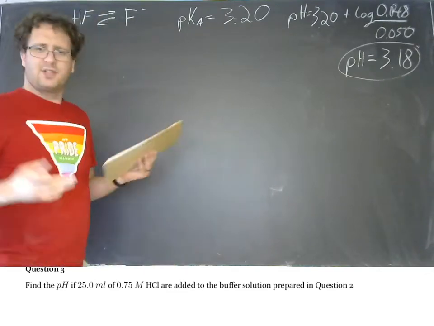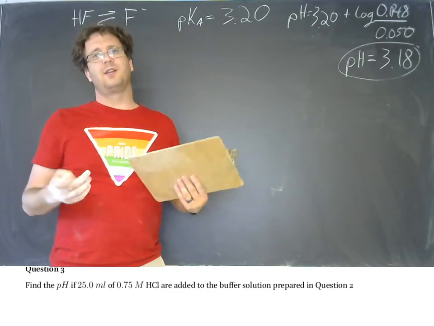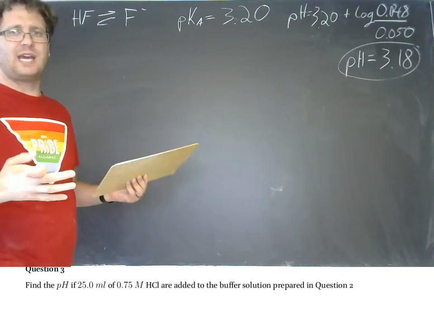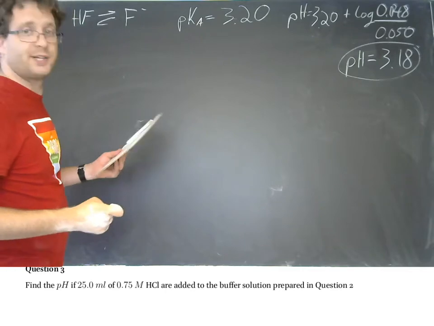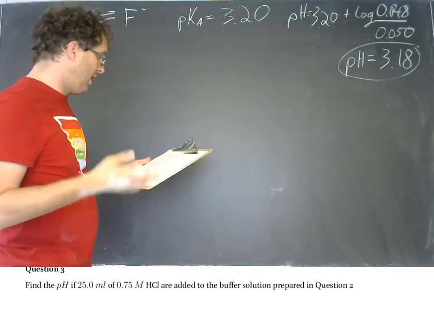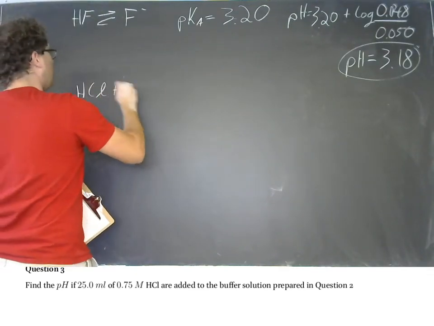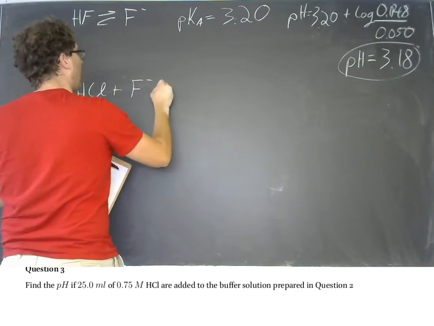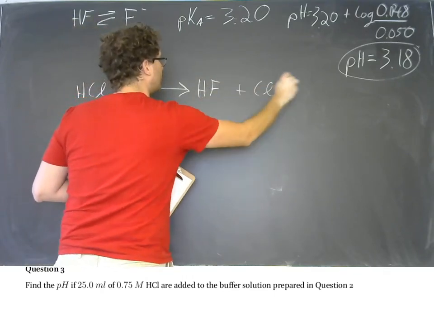And I actually didn't show you how to solve this sort of a problem, not explicitly at least, in the lecture, so pay attention. We're going to be doing these sorts of tables a lot in the coming sections as we talk about titrations and things. But what I'm going to do is write the chemical reaction that will occur if I add hydrochloric acid. That would be HCl, and it's going to react with the F minus. And that is going to form HF plus Cl minus.